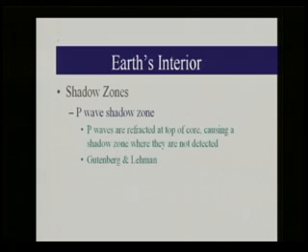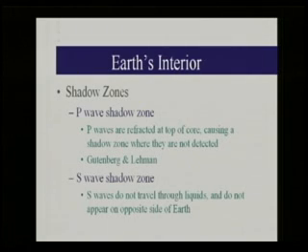Gutenberg researched the P-wave shadow zone, but it was actually Inge Lehmann who postulated that the core was not entirely liquid. Gutenberg hypothesized that perhaps the core was liquid because of the S-wave shadow zone.